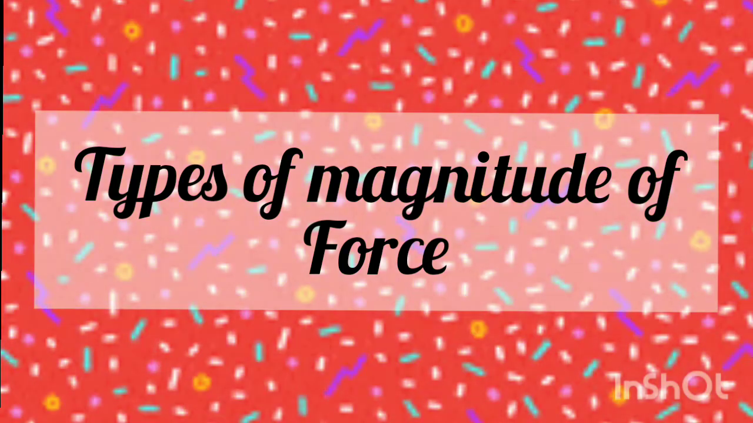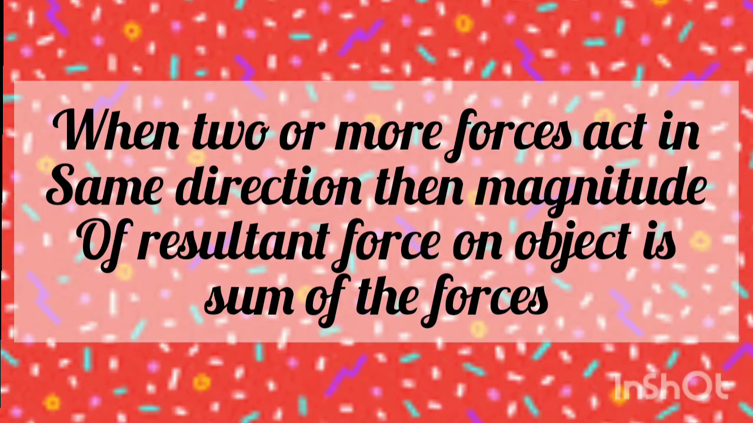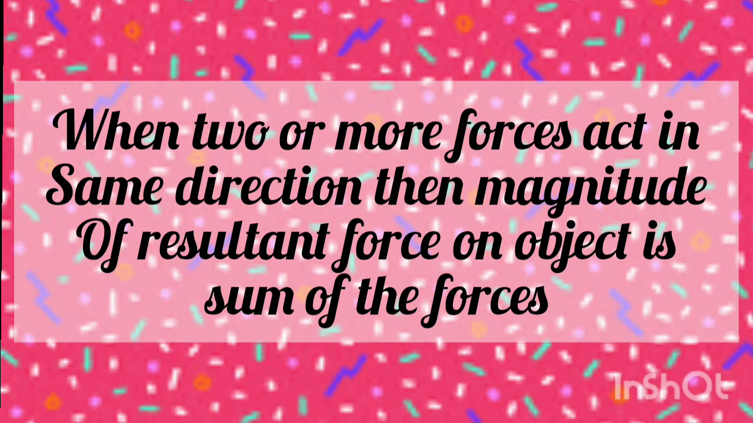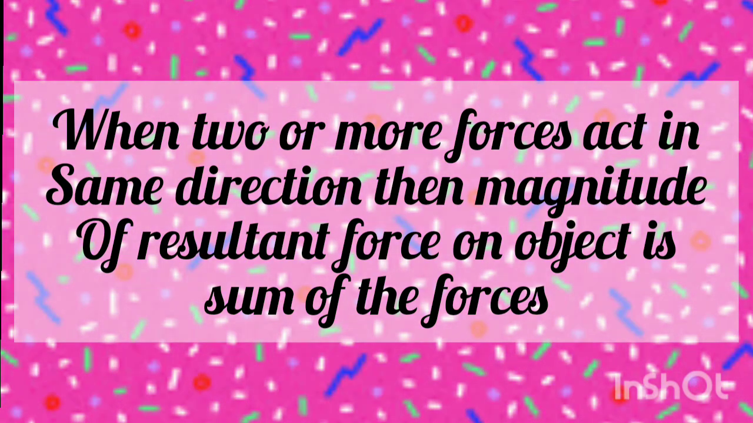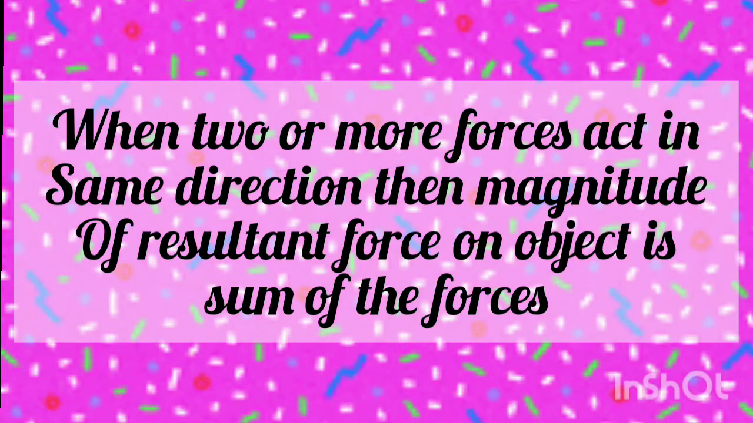First, when two or more forces act in the same direction, then the magnitude of the resultant force on the object will be the sum of the forces. So, if two forces act in the same direction, the magnitude of the resultant force on the object is given by adding the two forces.